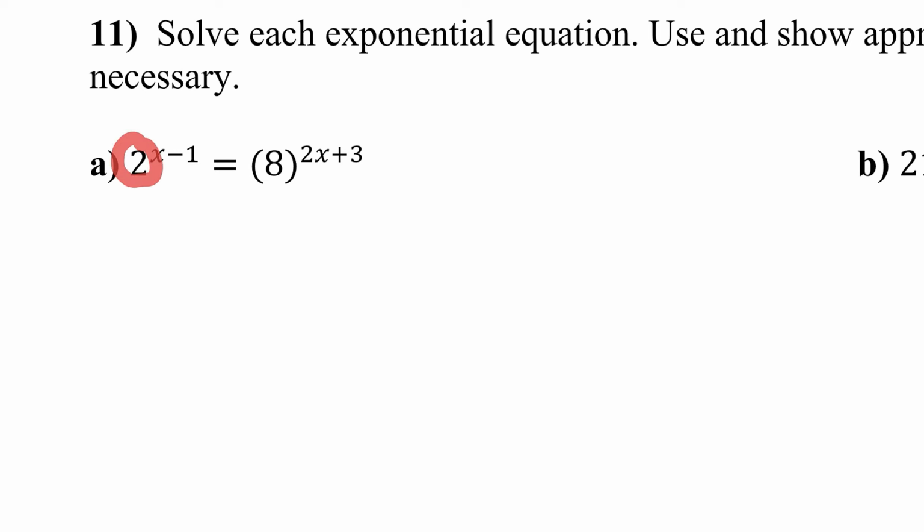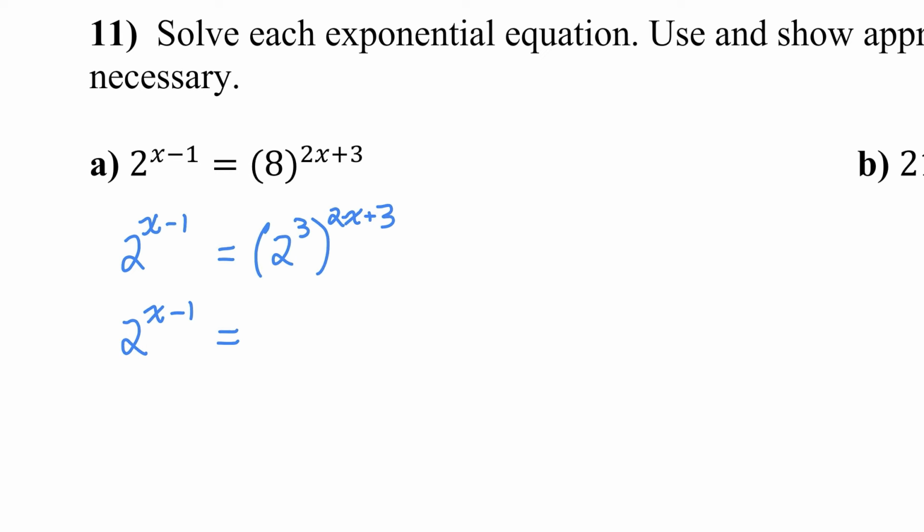I could rewrite this power base 2 and this power base 8. I could write them both as base 2 powers. So I'll leave 2 to the x minus 1, and I see that I could rewrite 8 as 2 cubed. When you have a power raised to an exponent raised to another exponent, we multiply those exponents together. So we will do 3 multiplied by 2x plus 3. Remember to multiply by the 2x and the 3, which gives us 6x plus 9. And now that we have power equal power where the bases are the same, the only way this could be true is if the exponents were equal.